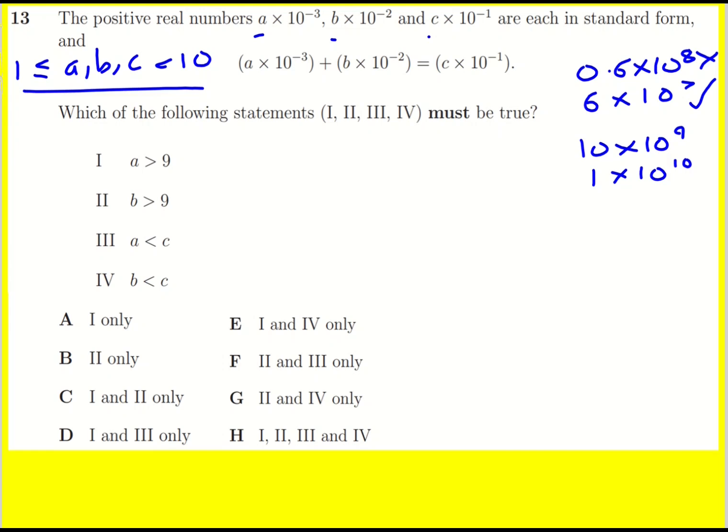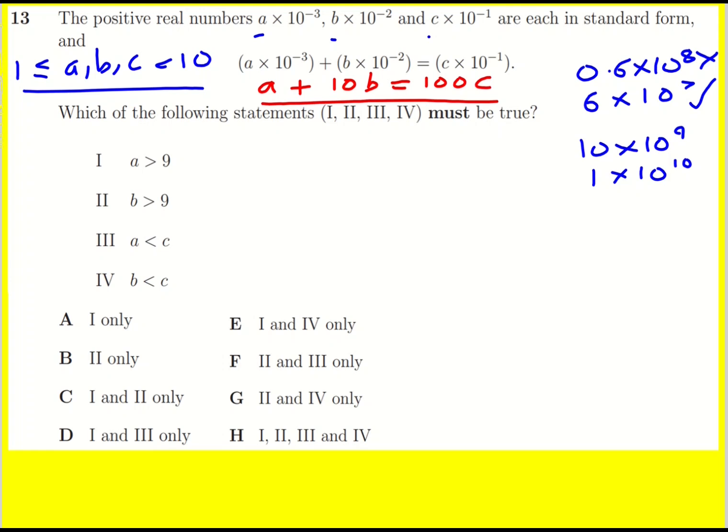Now, we've got this equation. To make it a little bit simpler, 10 to the minus 3 is actually 1 over 1,000, so I'm going to times through by 1,000. A plus 10B is going to equal 100C. That is going to be easier to deal with.